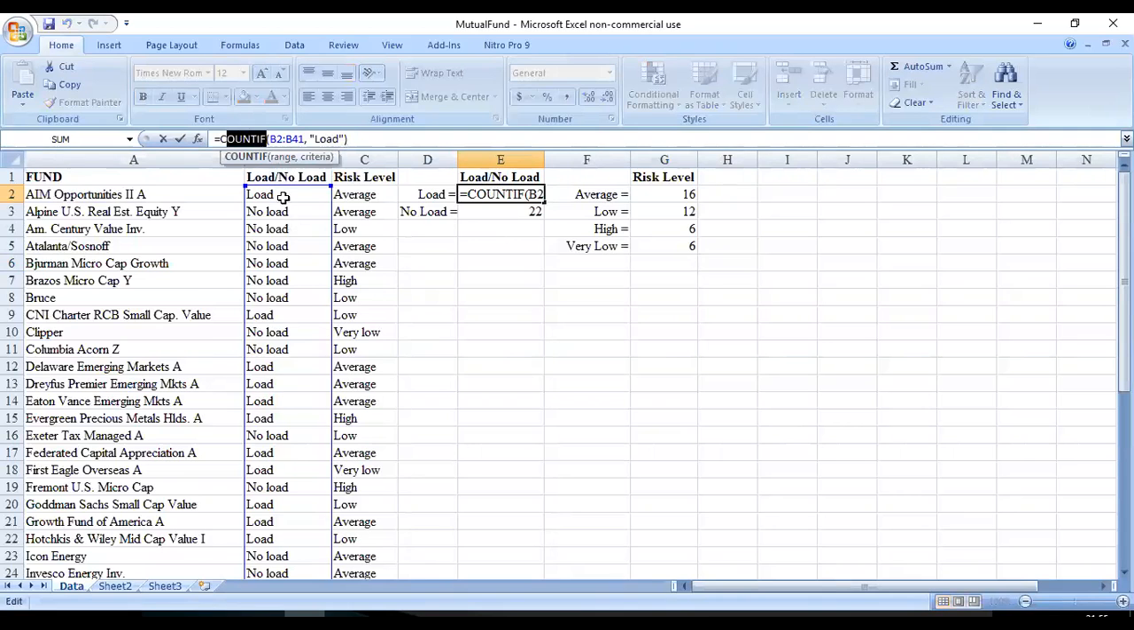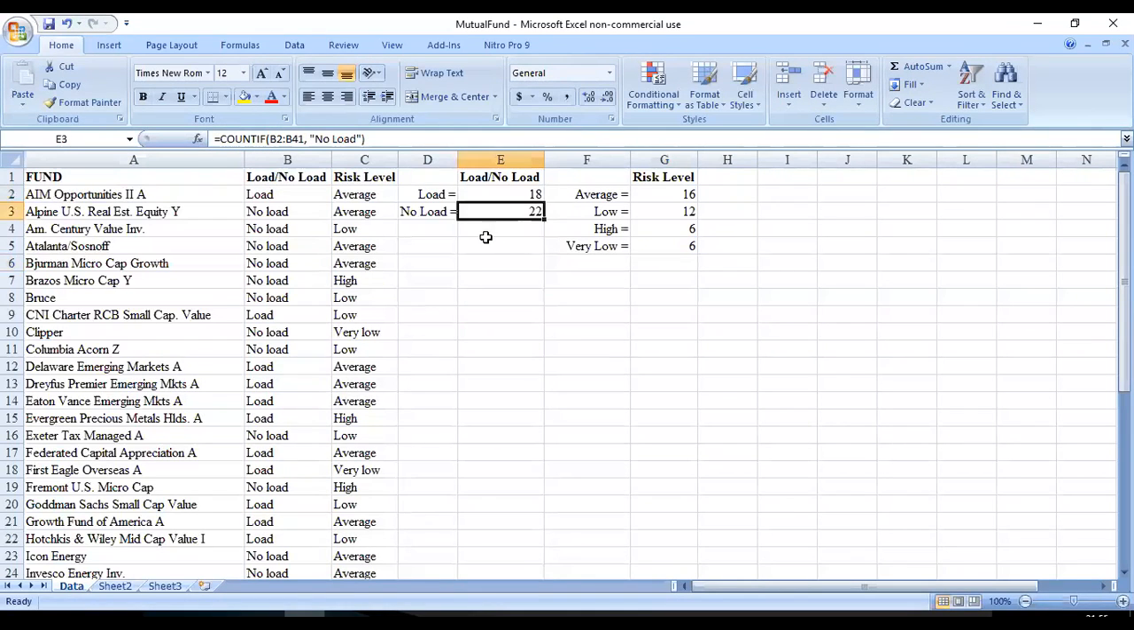So I'm going to COUNTIF, and I highlight all the data that we're looking at, and then I look at the ones that are going to be load, and that gives me 18. Doing the same thing with no load, I have 22 of them. Now with risk level, I do the same thing, except now I'm going to look at average, low, high, and very low. Doing the same thing, I get here 16, 12, 6, and 6.